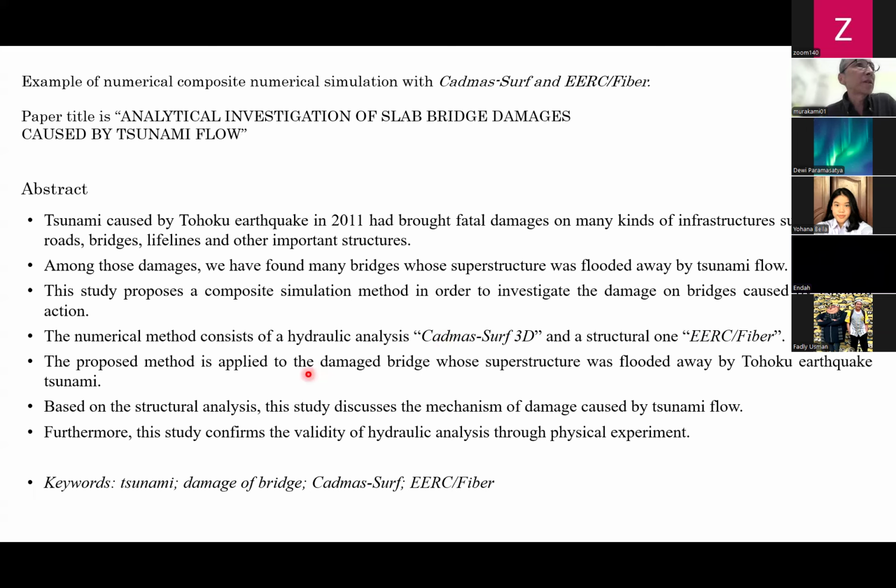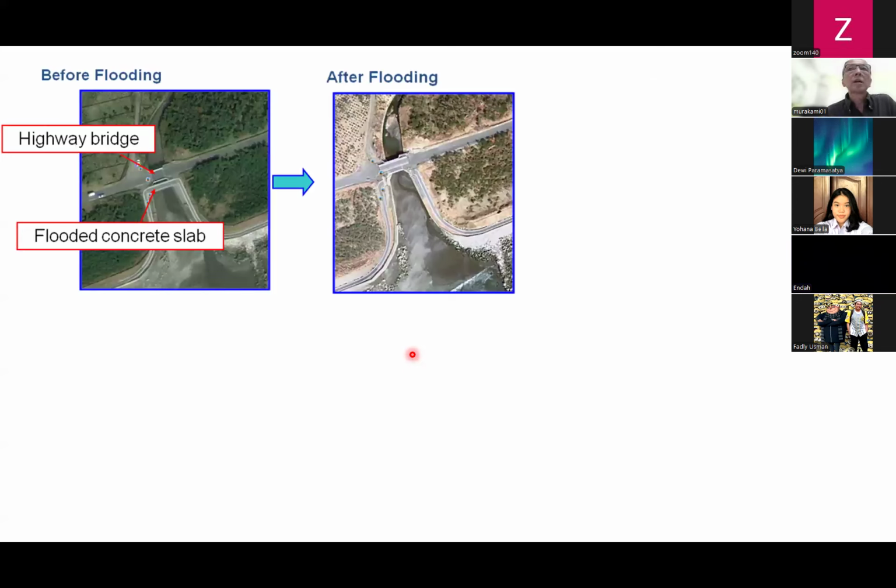And the proposed method is applied to the damaged bridge whose superstructure was flooded away by the Tohoku earthquake tsunami. Okay. Here, this is a photo I show you here. So as shown in this photo, the left-hand side is before flooding, and the right-hand side is after flooding.